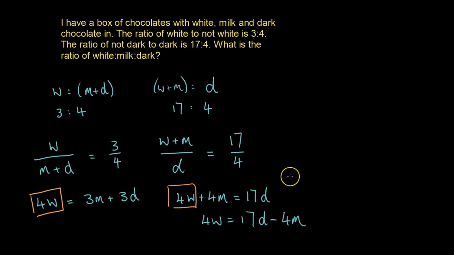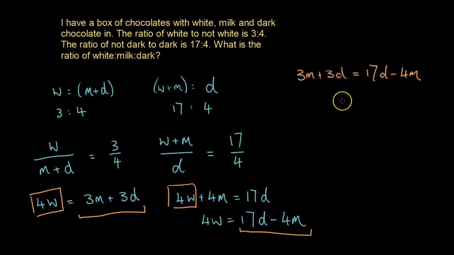At this stage, we don't need to think about what these mean. We don't need to think about the ratios. We're treating these as equations now. And all we want to do is get rid of one of these symbols in order to find the relationship between the other two. These two right-hand sides must therefore be equal to each other. So 3m plus 3d is equal to 17d minus 4m. Let's simplify those. So if I add 4m to both sides, I have 7m. If I subtract 3d from both sides, then I have 14d on the right.